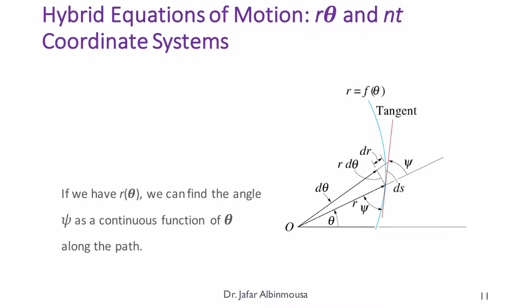So from the differential geometry, we can find tan psi is equal to r d theta over dr, or tan psi equals r divided by dr over d theta. If we have r as a function of theta, so the position vector is a function of theta, which is this transverse angle, we can find the angle psi as a continuous function of theta along the path.